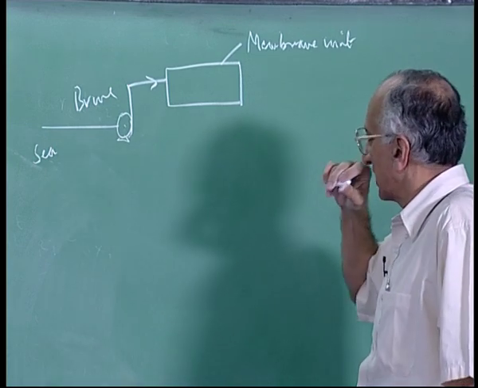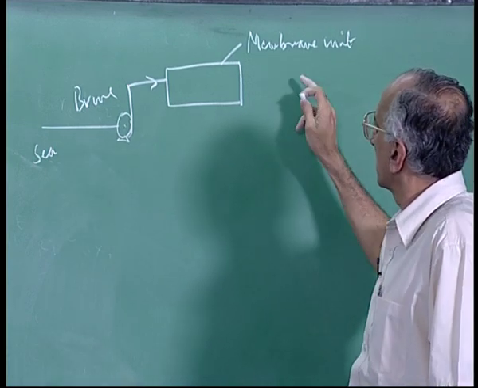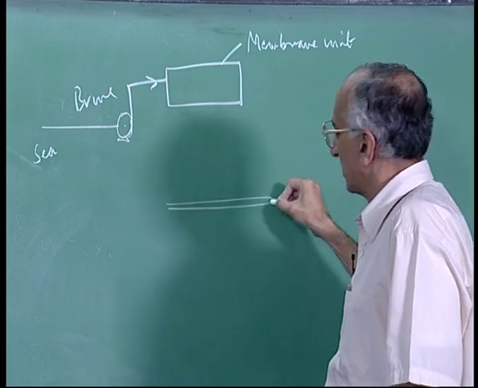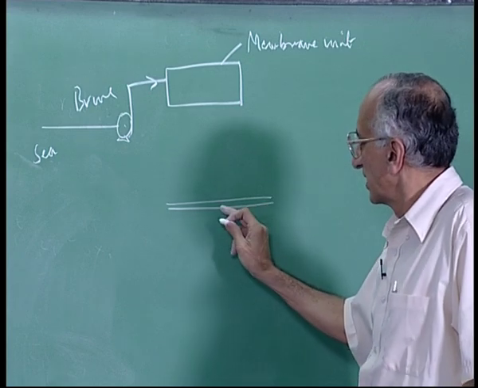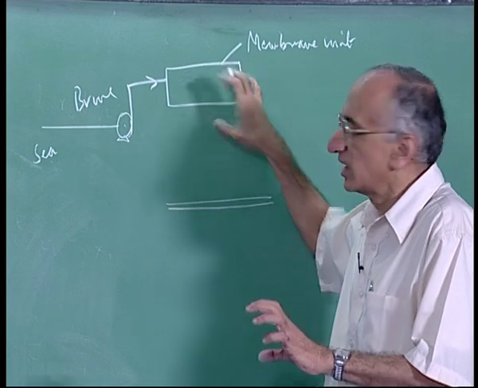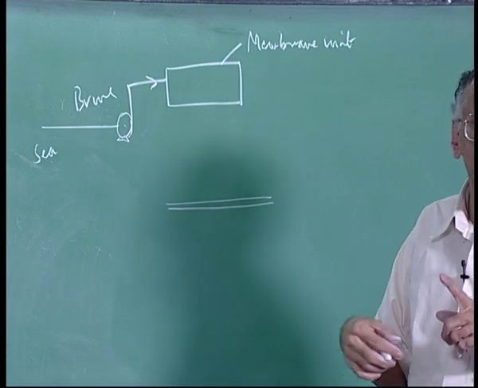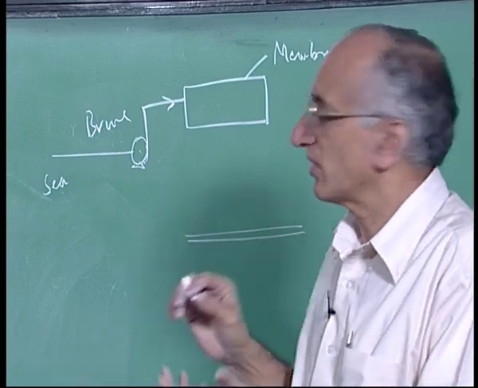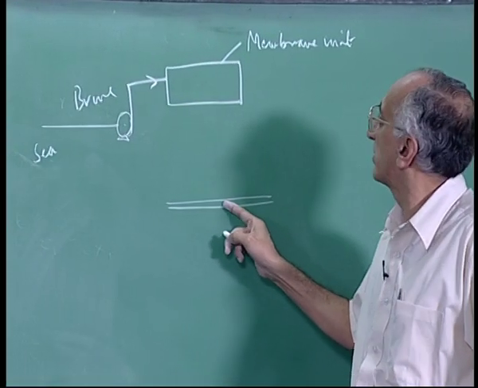I have photographs of this membrane, I will show you. The membrane unit essentially consists of tubes because you need very large surface area. The whole thing is a cylindrical tube of about 1 foot diameter. The one you have here in the hostel is about 1 foot, within which there is a large number of tubes made of semi-permeable membrane.